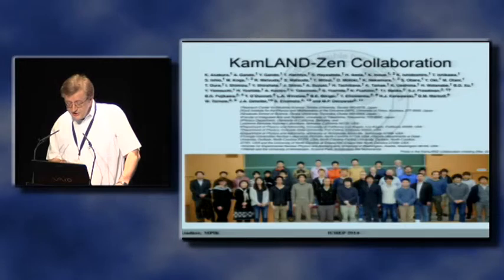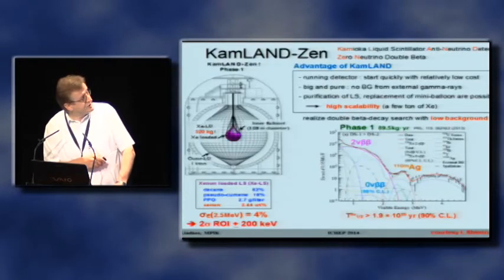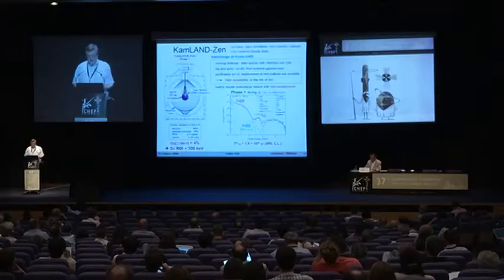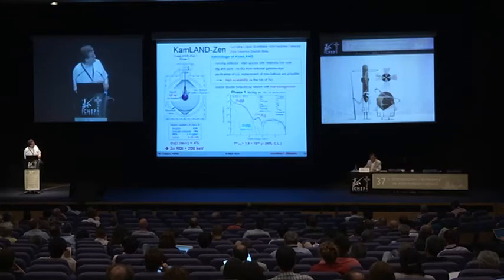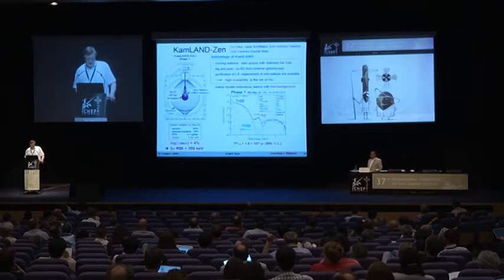KamLAND-Zen is the collaboration here. It's based on KamLAND, which is a working detector. And that's actually the advantage of KamLAND-Zen, that they start off with a detector that's there, that's clean, existing. The idea was to take this balloon inside here and load it with xenon-136, the double beta element, and then use the KamLAND detector to go after double beta decay. So that's what they do.